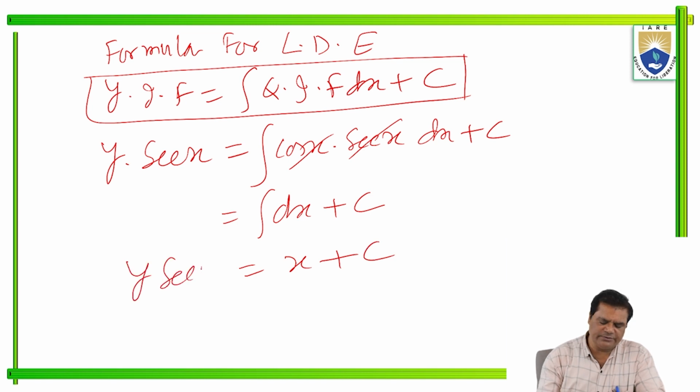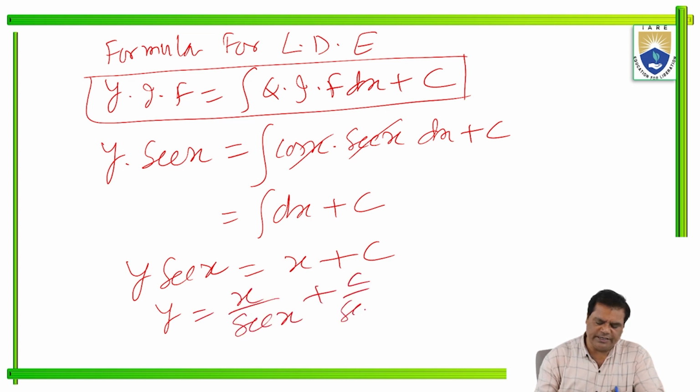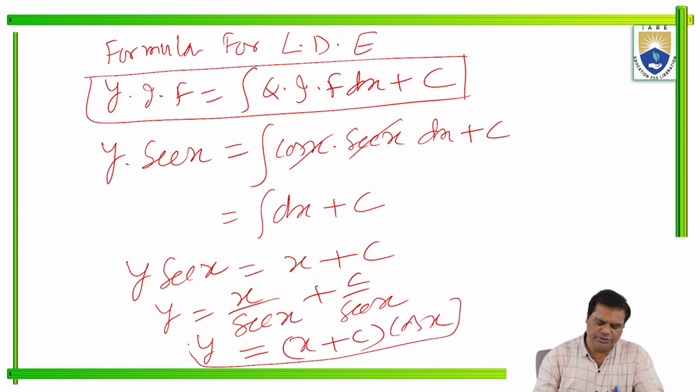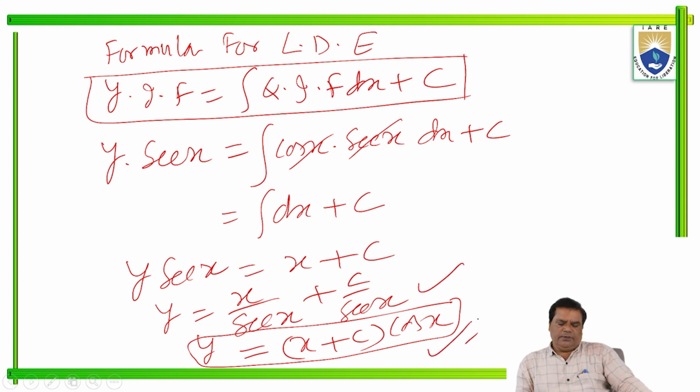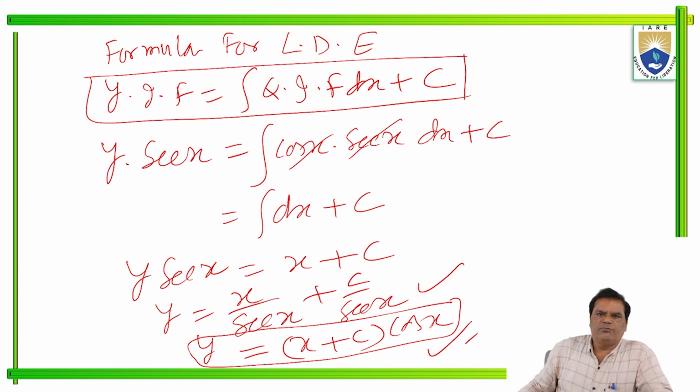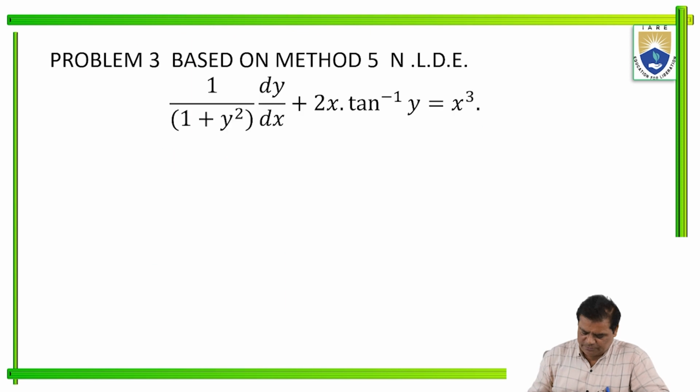So y sec x equals x plus c. Dividing by sec x, y equals x upon sec x plus c upon sec x. So the solution is y equals x plus c into cos x. This is the answer, the complete solution. A Bernoulli equation is first to be changed into a linear differential equation, then we can solve it with the formula of a linear differential equation.